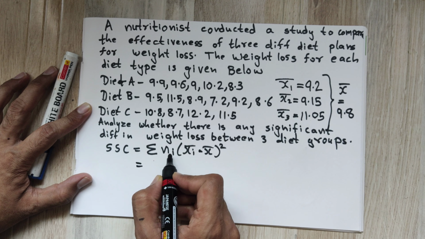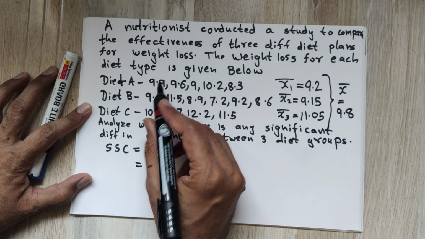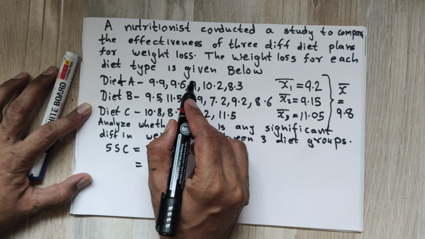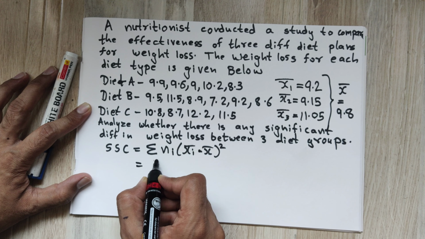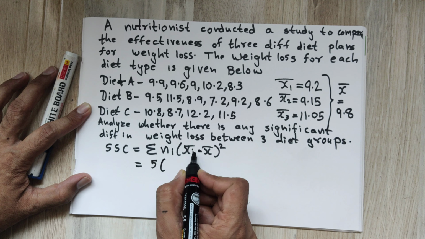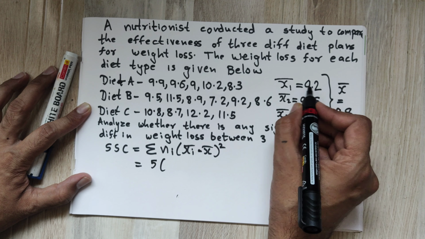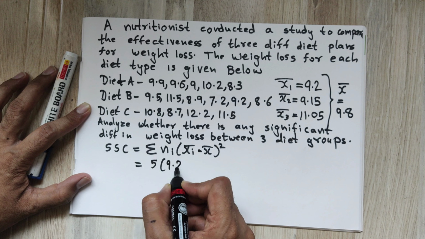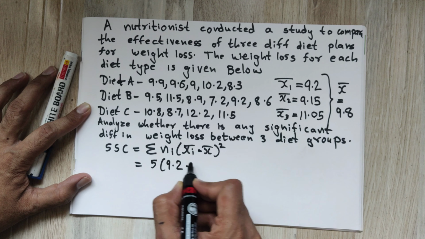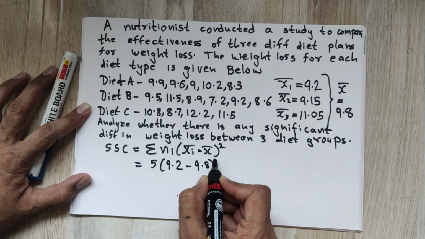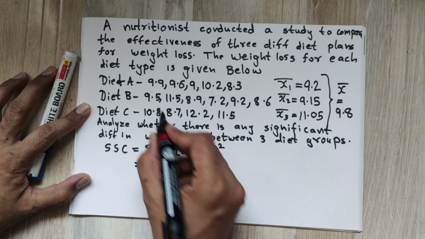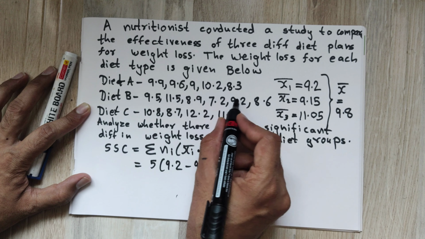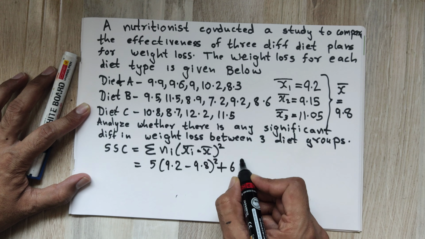So here for the first sample, the value of n, the number of data points: 1, 2, 3, 4, 5. So we have 5 points over here. So 5 times (xi bar, the sample mean that we are getting, 9.2 minus x bar, our grand mean, 9.8) square, plus the second sample: 1, 2, 3, 4, 5, 6. So there are 6 data points.